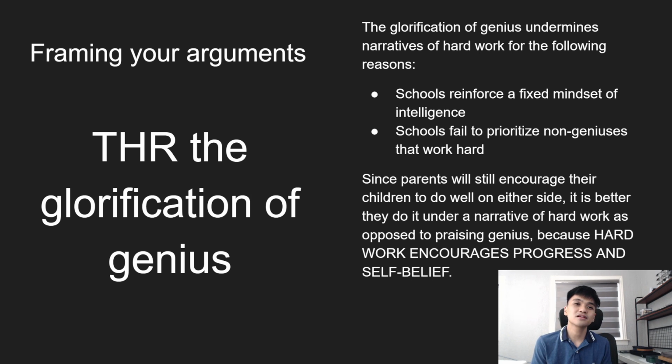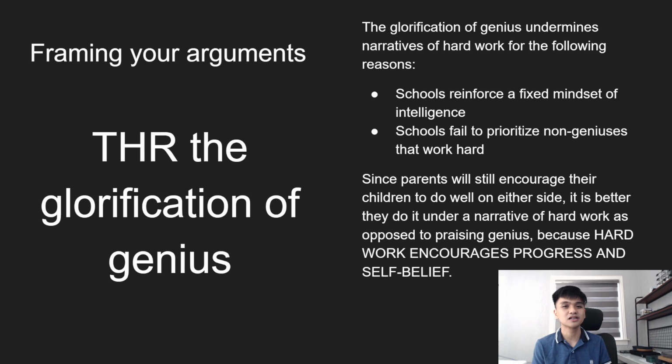And so, let's say you were to run the argument that the glorification of genius undermines narratives of hard work. Right? Of course, that's a great argument. This is a fantastic argument. Why would we reach this argument?